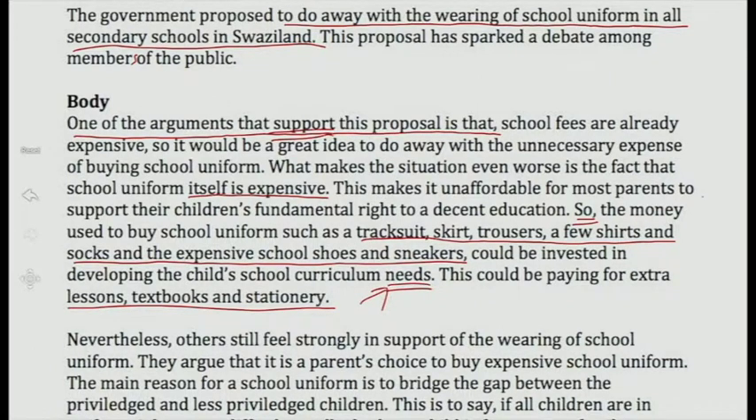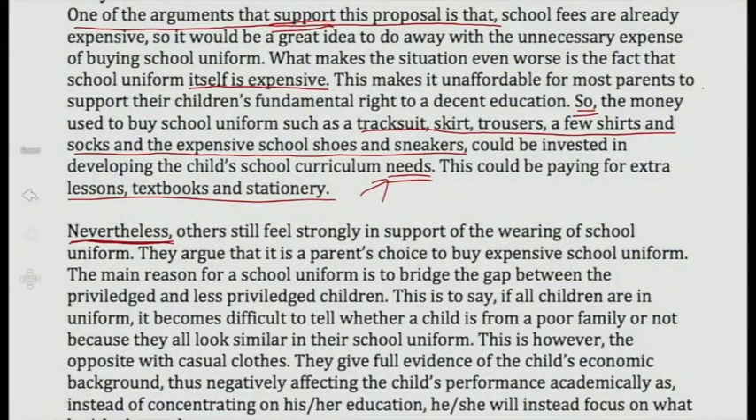So you have made your argument for, and then immediately after that, you want to quickly look at the opposing view. Instead of listing those that support, you want to look at those that are against. And then this is how you do that. You're going to introduce it with what we called a concession phrase. That shows that now you are arguing on the other side. So you can use here, nevertheless, or on the other hand, or on the contrary, or whatever, or even however can fit in there. So it says here, nevertheless, others still feel strongly in support of the wearing of school uniform.